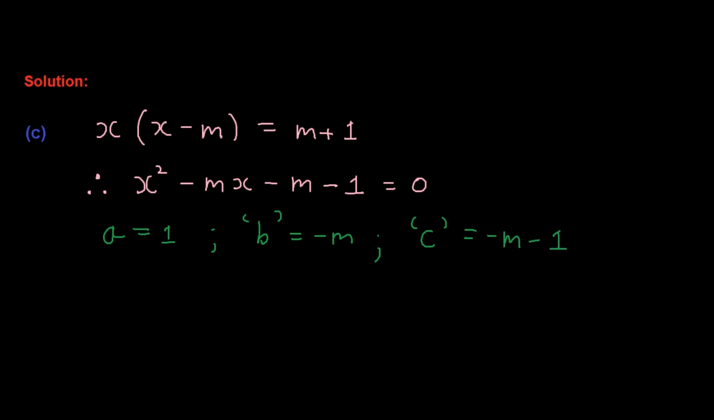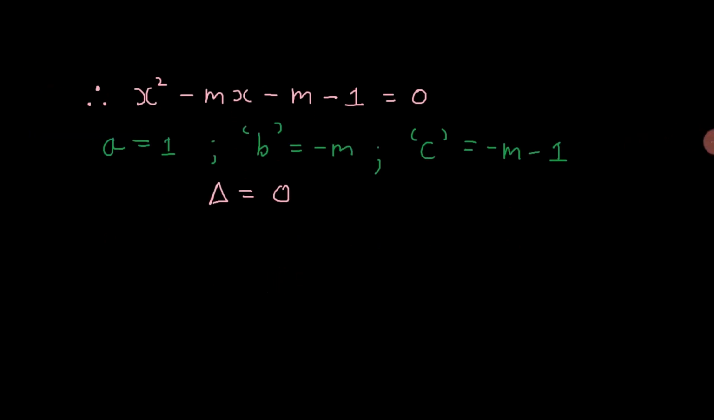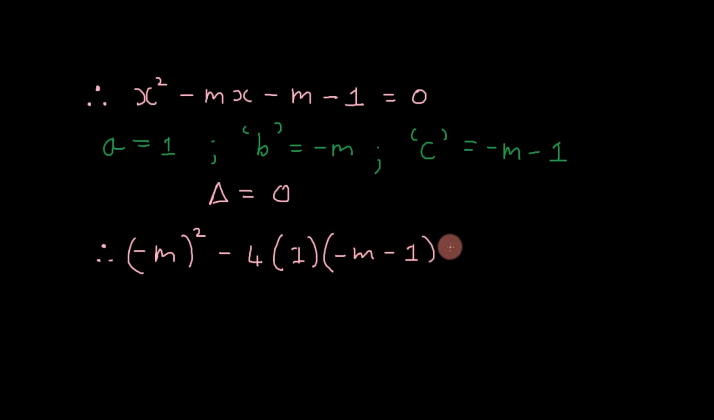Once again, we know that for the roots to be equal, delta has to be equal to 0. And we plug in the values of a, b, and c. So b squared will be (negative m) squared minus 4a, and a is 1, so 4a times c. And c, of course, is negative m minus 1. And this must be equal to 0.